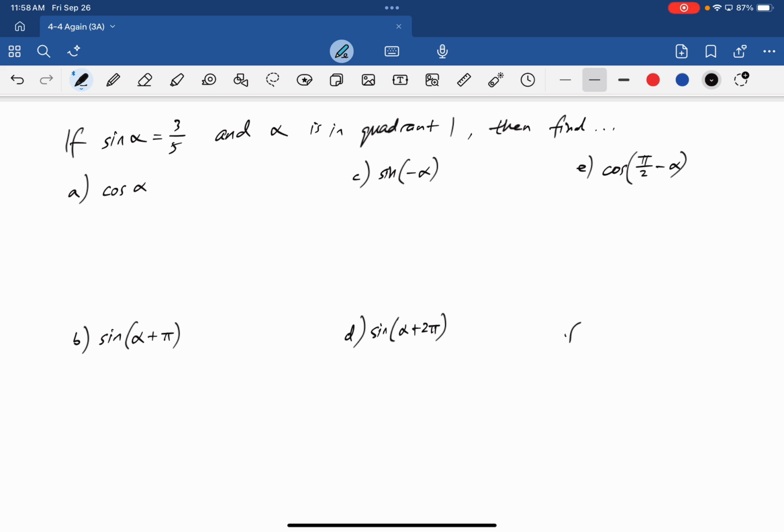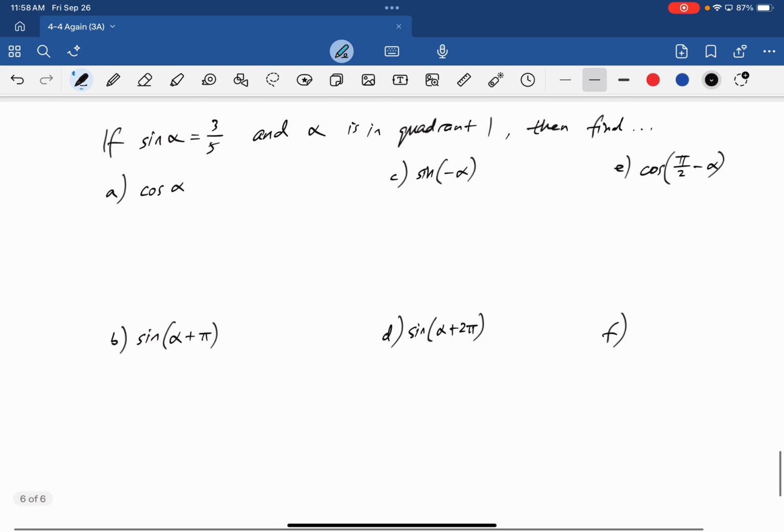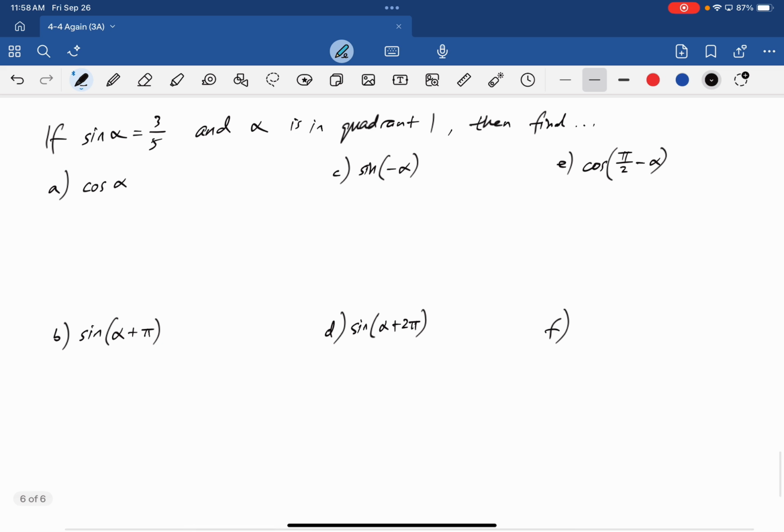And then part F is not on the quiz, but it's on the practice quiz. So you might still need to know it. Part F is sine of pi minus alpha. That one's tricky, so I didn't put it on the quiz.